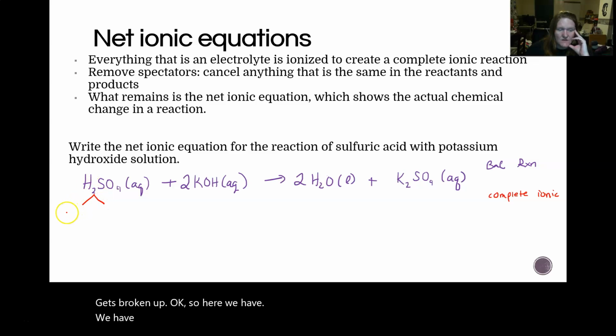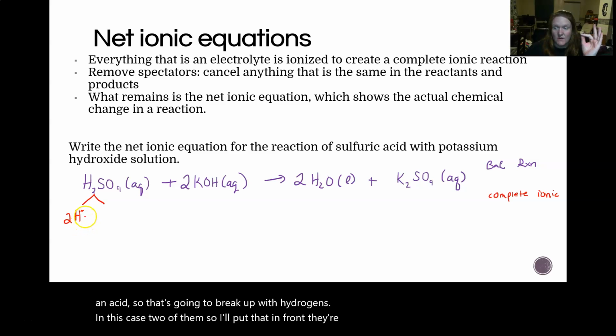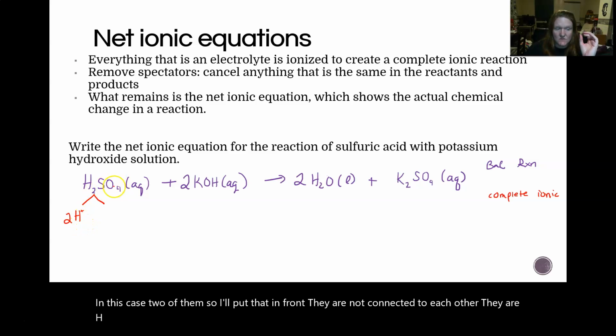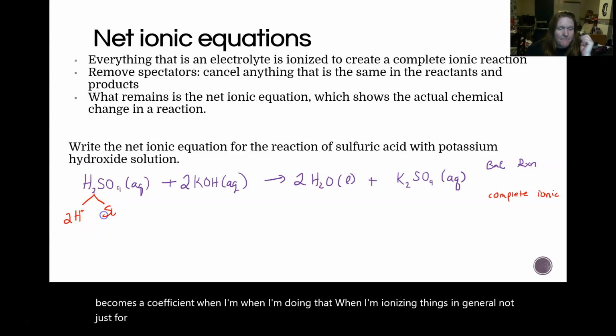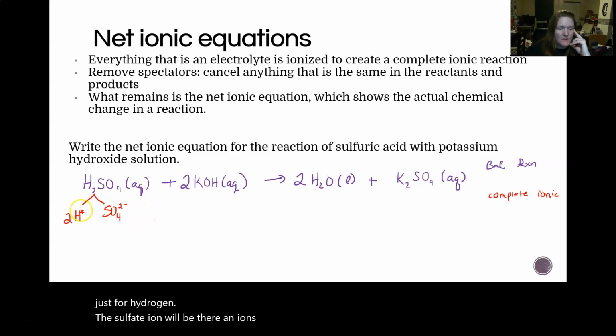an acid, so that's going to break up with hydrogens, in this case 2 of them, so I'll put that in front. They are not connected to each other. They are H pluses that are each connected to the sulfate. So I want to make sure that the subscript becomes a coefficient when I'm ionizing things in general, not just for hydrogen. The sulfate ion will be there, and ions are automatically aqueous, so I don't always write it. But if you see a charge, it has to be dissolved in water or it's not stable.